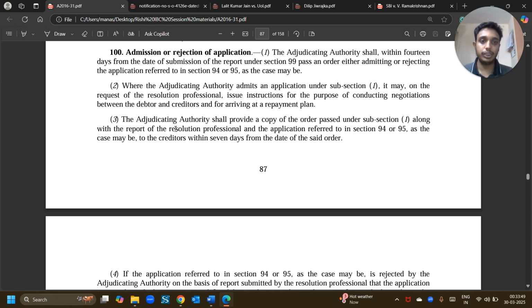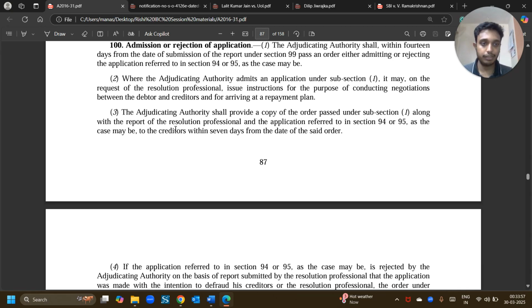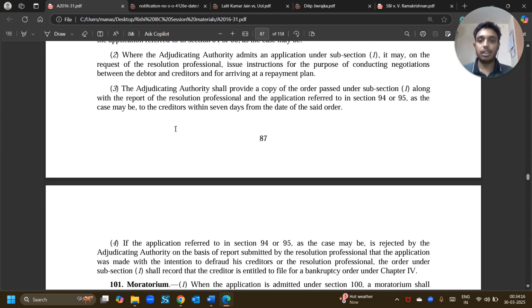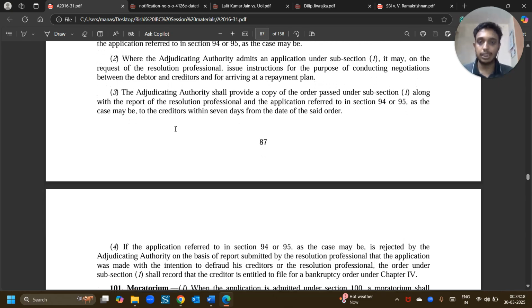Subsection 1 says the adjudicating authority shall, within 14 days from the date of submission of the report under section 99, pass an order either admitting or rejecting the application under 94 or 95, right? So if a debtor or creditor makes an application, within 14 days of the RP's report on admission or denial being filed, an order either admitting or rejecting this application has to be passed by the adjudicating authority.